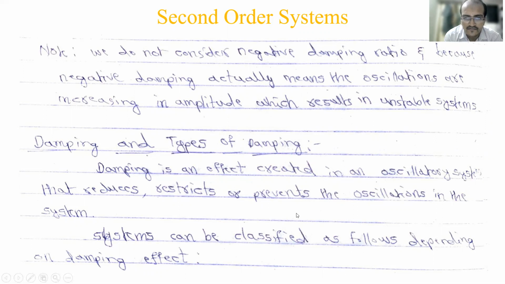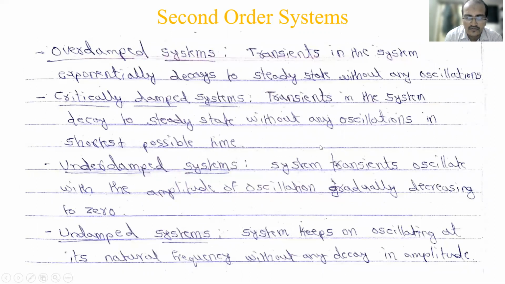So the different types of system are based on damping, as I told you, on how you apply the zeta value. Over damped system means the transients in the system exponentially decrease to steady state without any oscillations. I will try to show you in the next slide how it will look. It does not have any oscillation at all. Directly it will go to the steady state, without any oscillations. This is the case when the zeta value is greater than 1. There I have shown you mathematically, and now I am giving the definition of that.